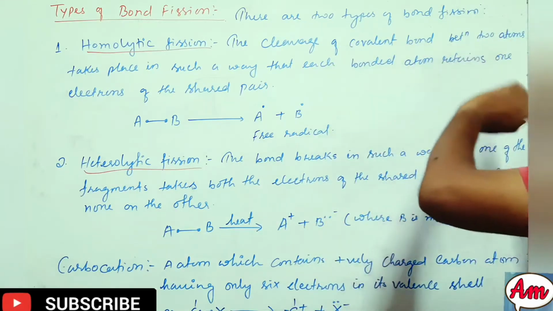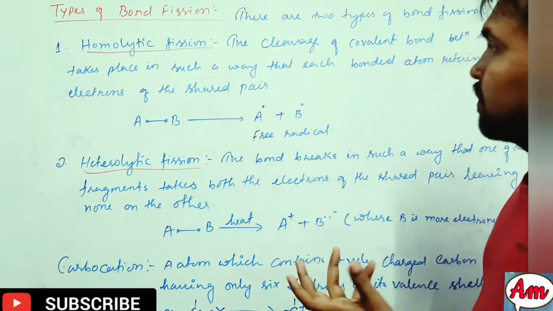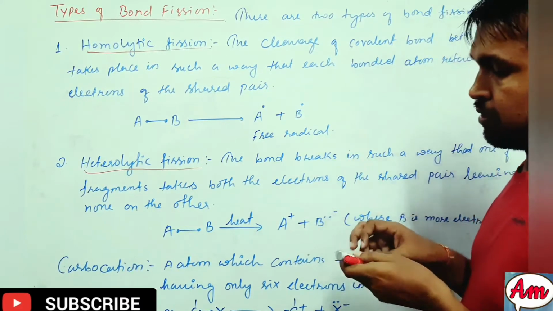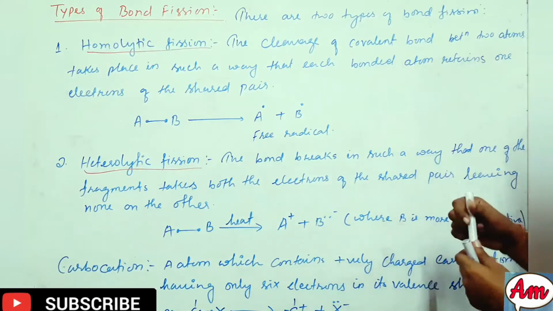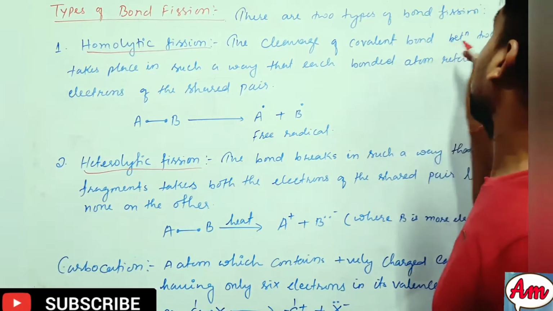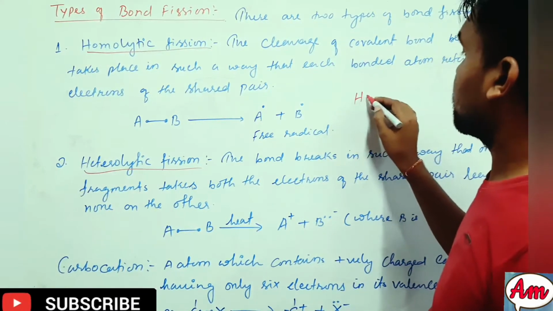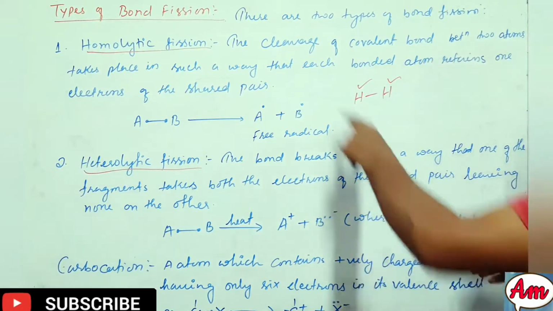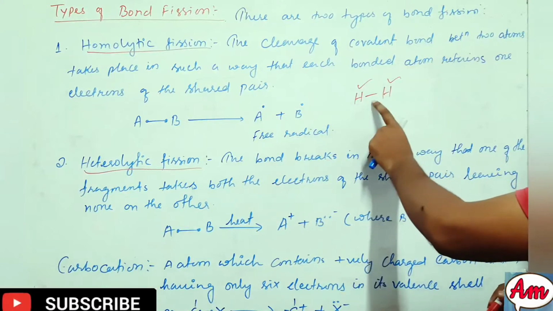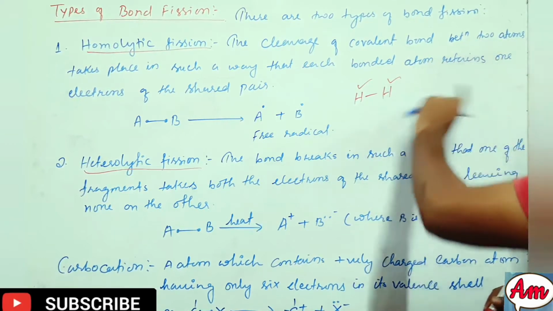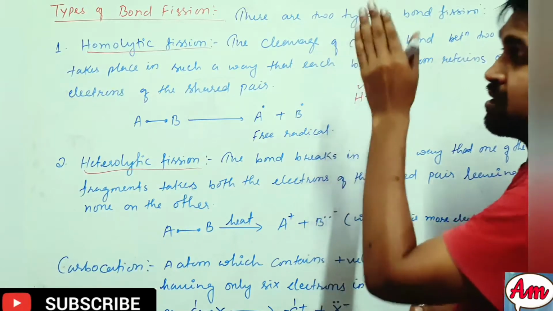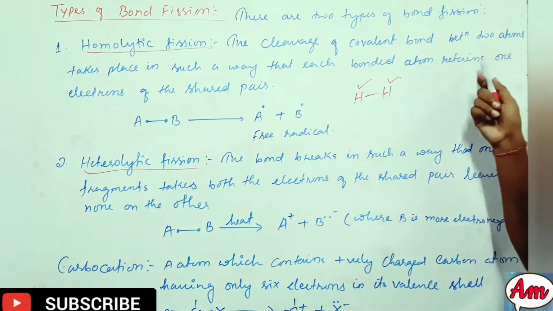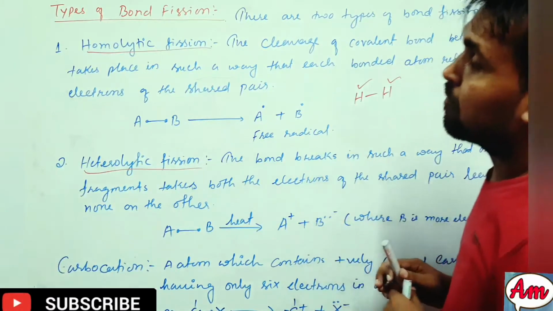So let's see what actually homolytic bond fission is. It is the cleavage of a covalent bond. Cleavage means breaking of a covalent bond between two atoms. One atom is hydrogen, another atom is hydrogen. The bond between them is a covalent bond between two atoms, and the cleavage is such that each bonded atom retains one electron of the shared pair.